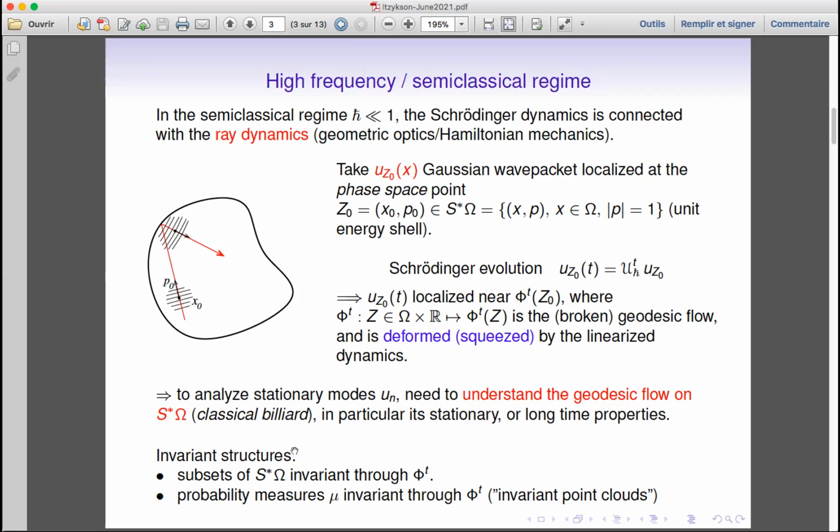So invariant structures are subsets which are invariant by the flow, conserved subsets. The easiest possible subsets are periodic orbits. If you have a periodic orbit, of course, it's invariant. And then with a bit more detail, once you have an invariant subset, you can construct an invariant measure, or sometimes many invariant measures, which are probability measures assumed to be invariant through phi t. It can be seen as an invariant cloud of points. So these are the classically invariant quantities.